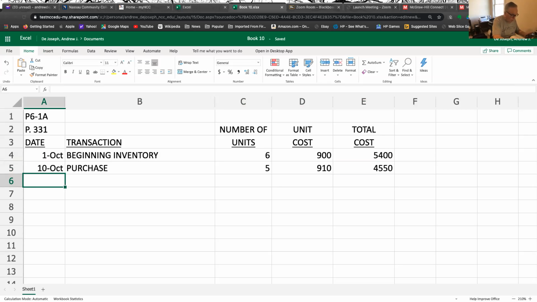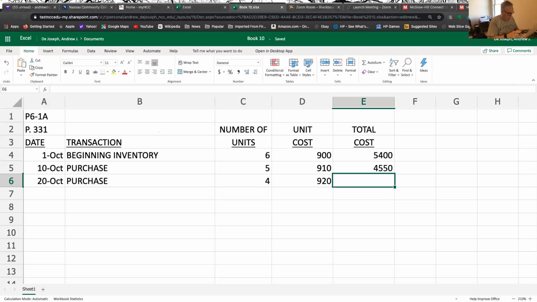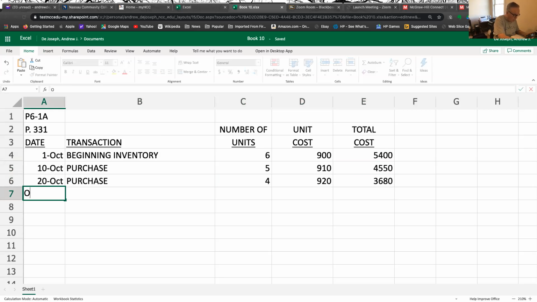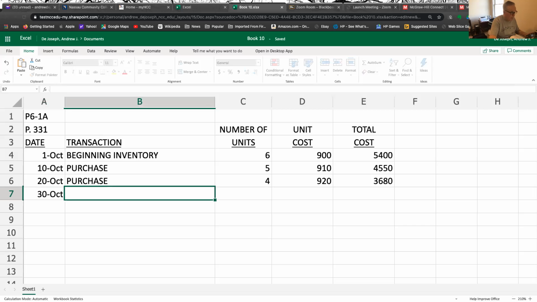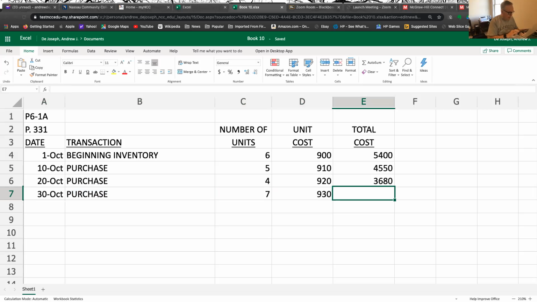And then I bought some more. October 20th, I bought 4, and this time I paid $920. 4 times 920 is 3,680. And then October 30th, I bought some more. I bought 7, and this time I paid 930. 7 times 930 is 6,510.